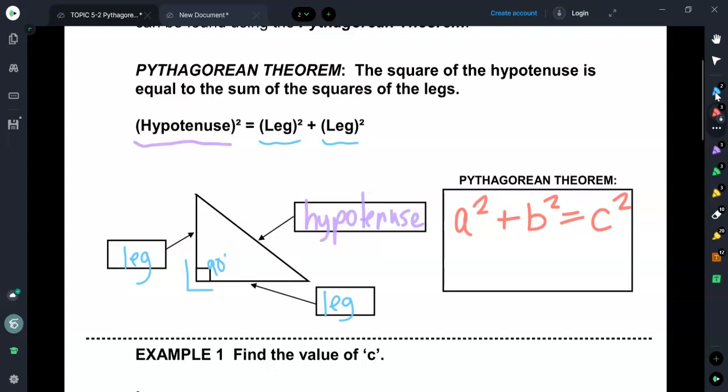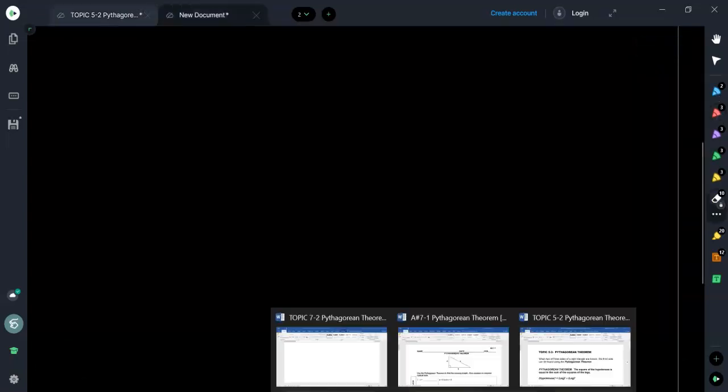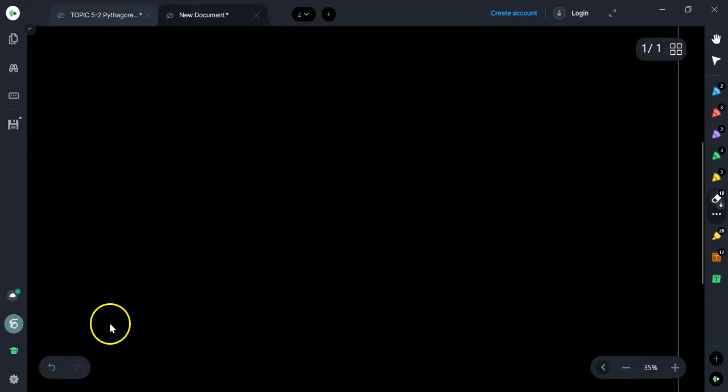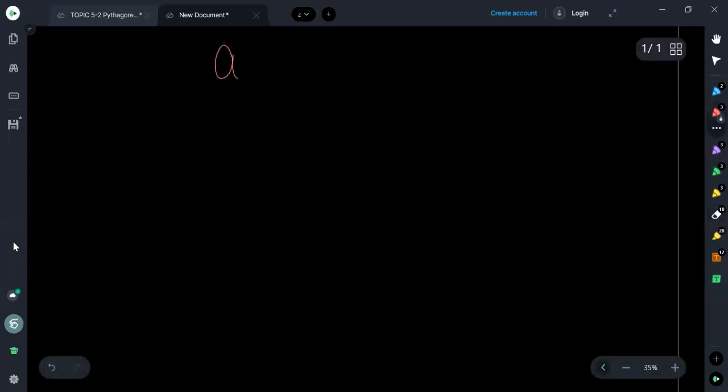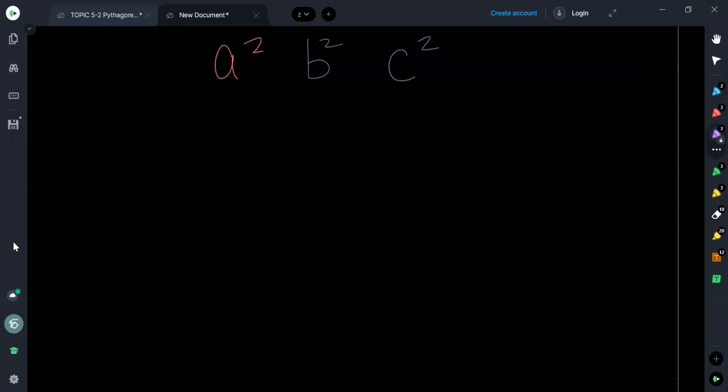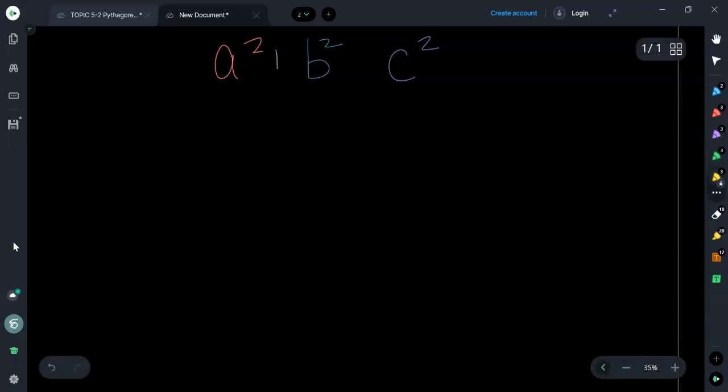So let's go over to a different document here. On this page, I'm going to show you why the Pythagorean theorem works. Let's put this at the top as our reference. We said that the Pythagorean theorem was a squared plus b squared equals c squared. Let me add in the operators here: a squared plus b squared equals c squared. The question is, why does this work? Well, let's check it out.